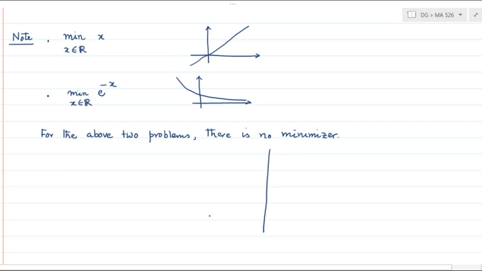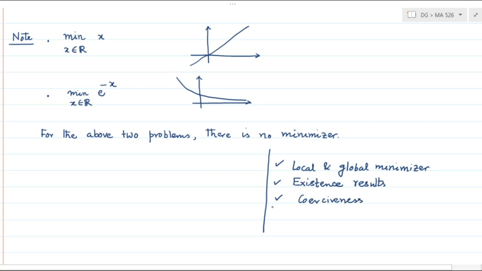In the next lecture, we will have a discussion about local and global minimizer. And in between, we will also discuss strict minimizer, strictly local minimizer and strictly global minimizer. To ensure the existence of a local or global minimizer, we will have a few existence results for minimizers. For existence results, we will find that the notion of coerciveness of a given function is truly fruitful. Afterwards, if time permits, on the next day we will also try to discuss first order and second order necessary and sufficient conditions of optimality.